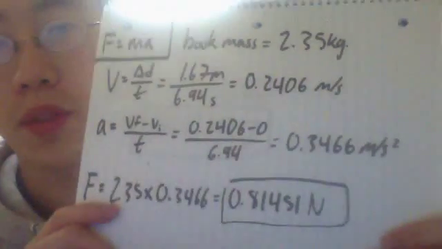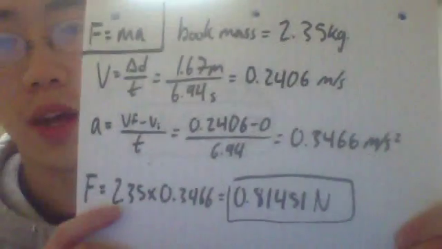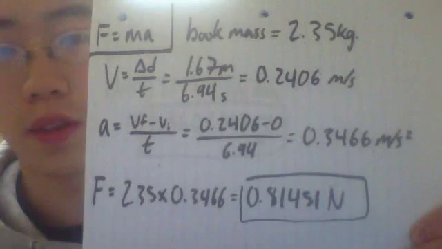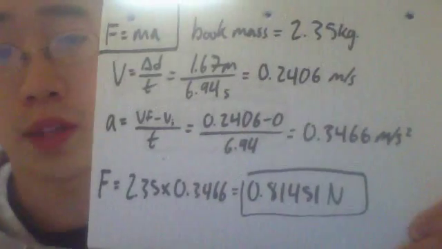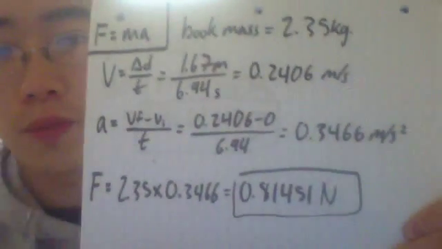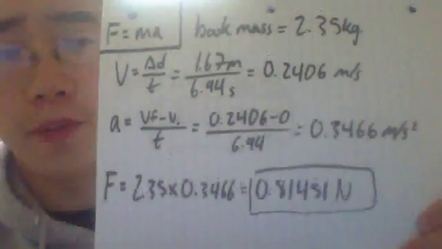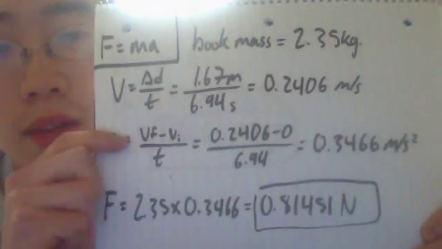So the mass of my book was 2.35 kilograms, and I pushed it over the distance of 1.67 meters. So before we actually plug everything into our work formula, we need to find force. And to find force, we need to find velocity.